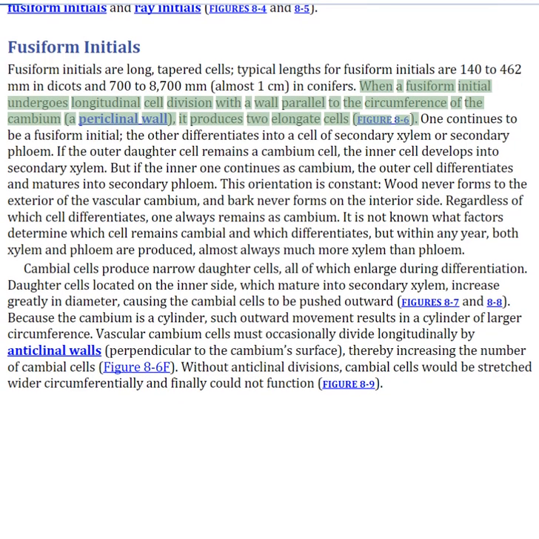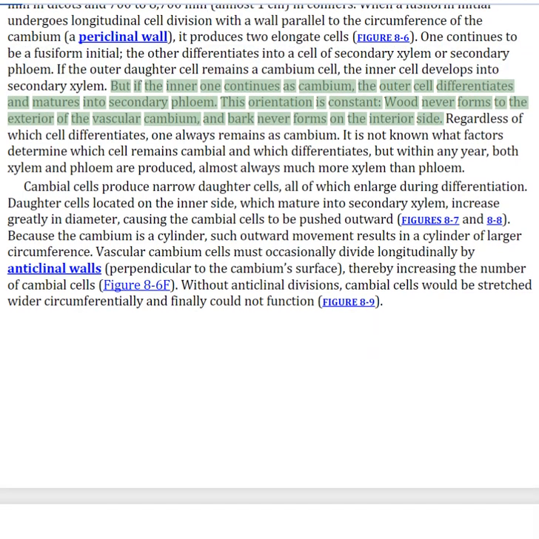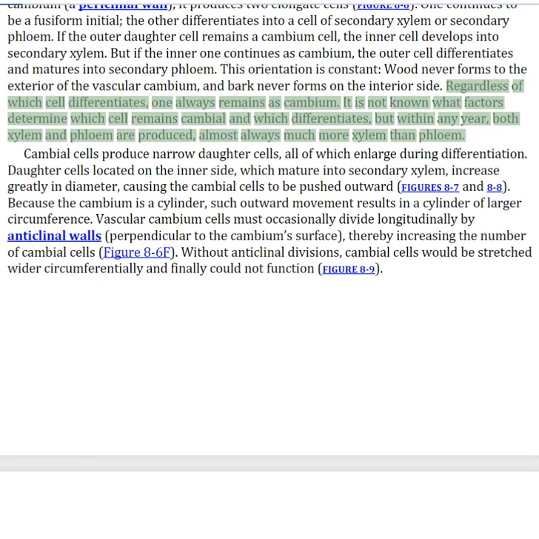When a fusiform initial undergoes longitudinal cell division with a wall parallel to the circumference of the cambium, it produces two elongate cells. One continues to be a fusiform initial, the other differentiates into a cell of secondary xylem or secondary phloem. If the outer daughter cell remains a cambium cell, the inner cell develops into secondary xylem. But if the inner one continues as cambium, the outer cell differentiates and matures into secondary phloem. This orientation is constant, wood never forms to the exterior of the vascular cambium, and bark never forms on the interior side. Regardless of which cell differentiates, one always remains as cambium.